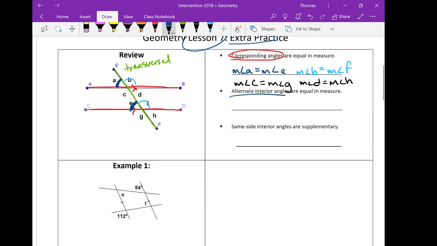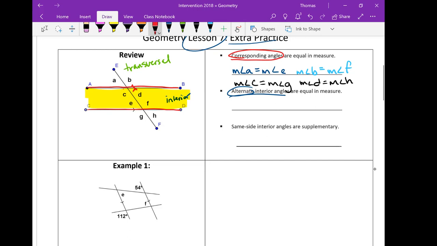Alternate interior angles. So interior, I'm going to highlight the interior. Interior is inside these two parallel lines. I'll just label interior. And alternate means opposite, like different sides. So I'm going to erase some of these old stray marks so that we can clean up our diagram. So the interior is in here.